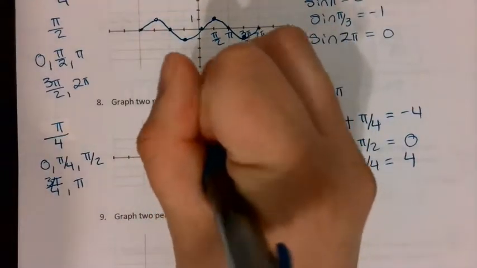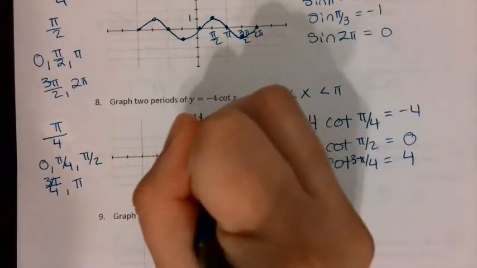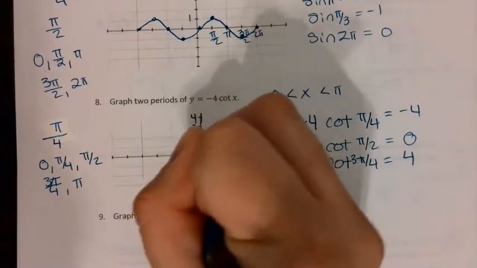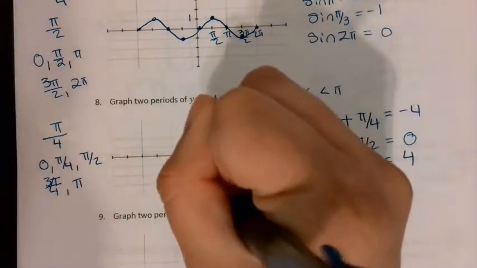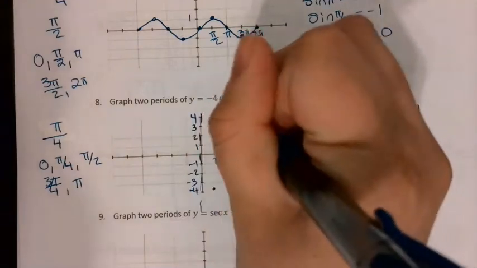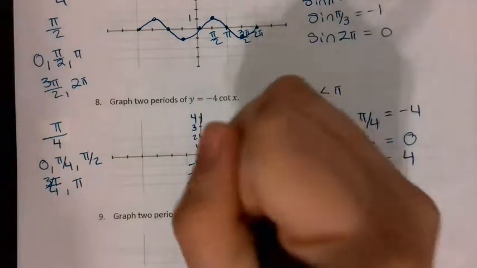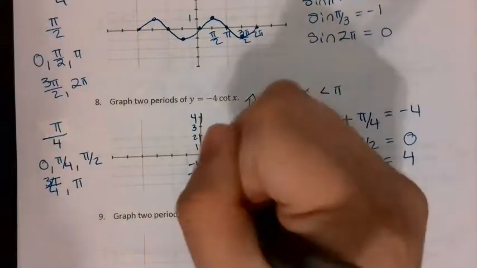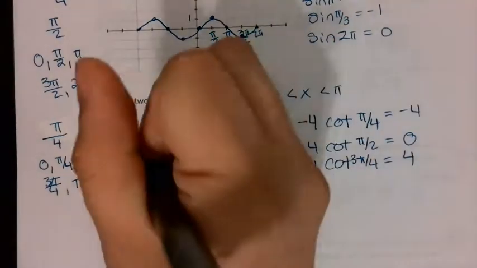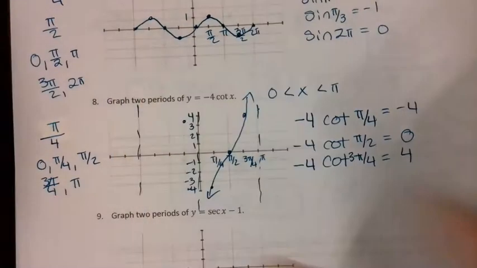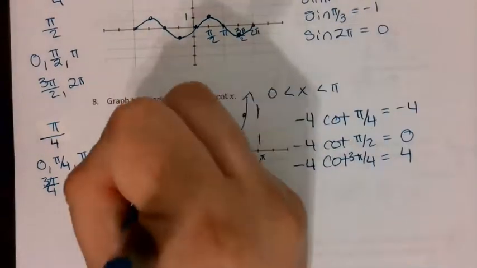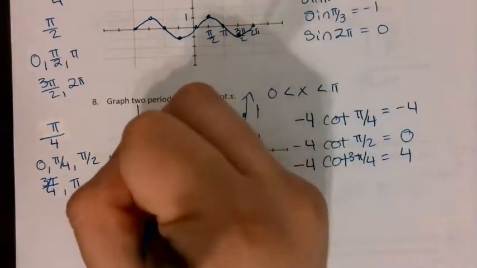1, 2, 3, 4, -1, -2, -3, -4. And this one looks like this. Well, it's 2 periods, so I'm going to go this way, and it's going to also just copy and paste like that.